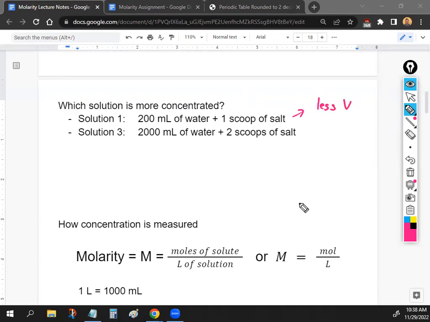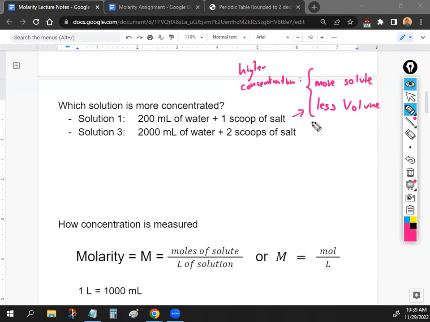Okay, so those are the 2 things that you want to keep in mind when you guys are thinking about concentration. The more solute there is, the more concentrated it is, and the less volume there is, the higher the concentration is. Yeah. So less volume generally means, yeah, it'll make it more concentrated. The smaller the volume.